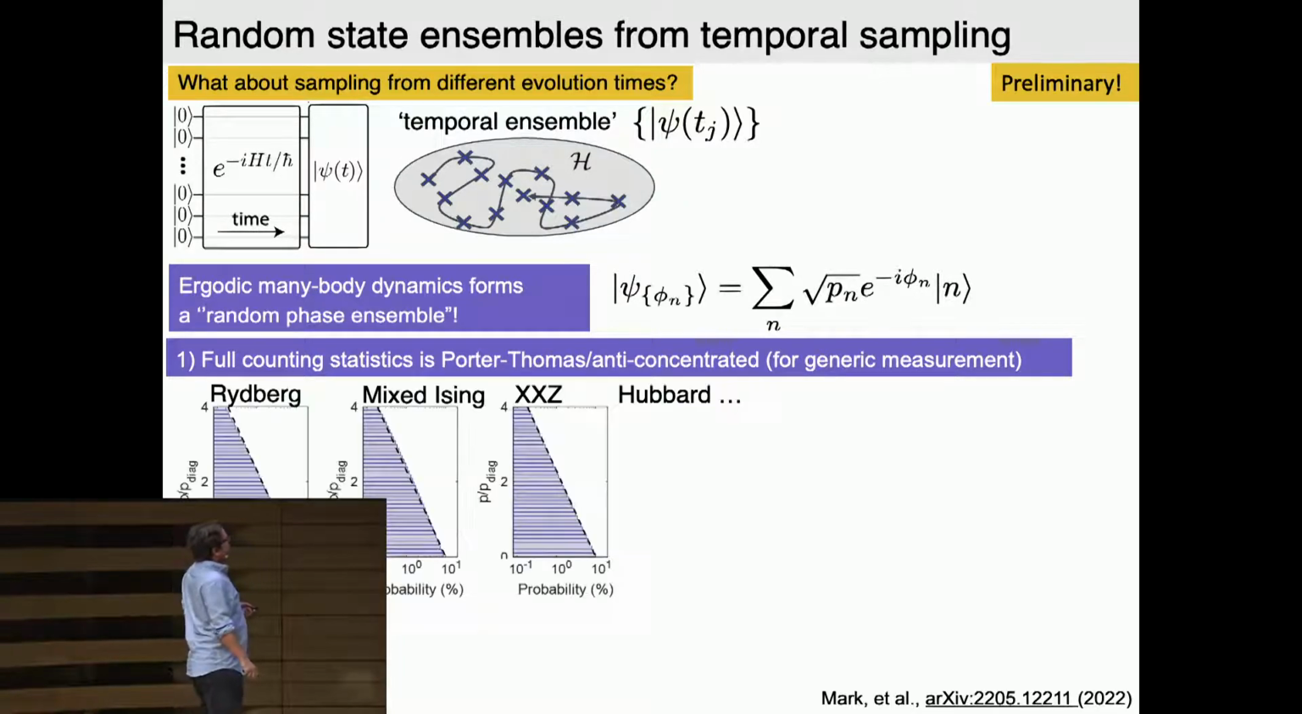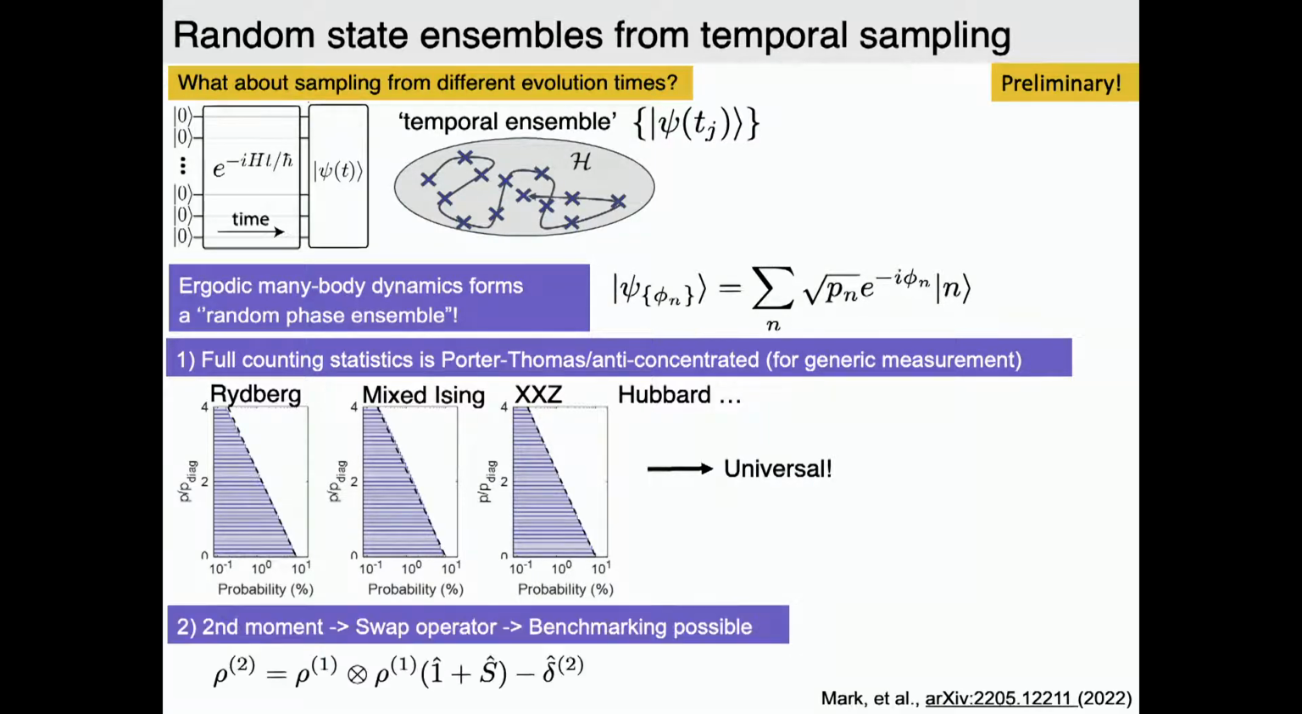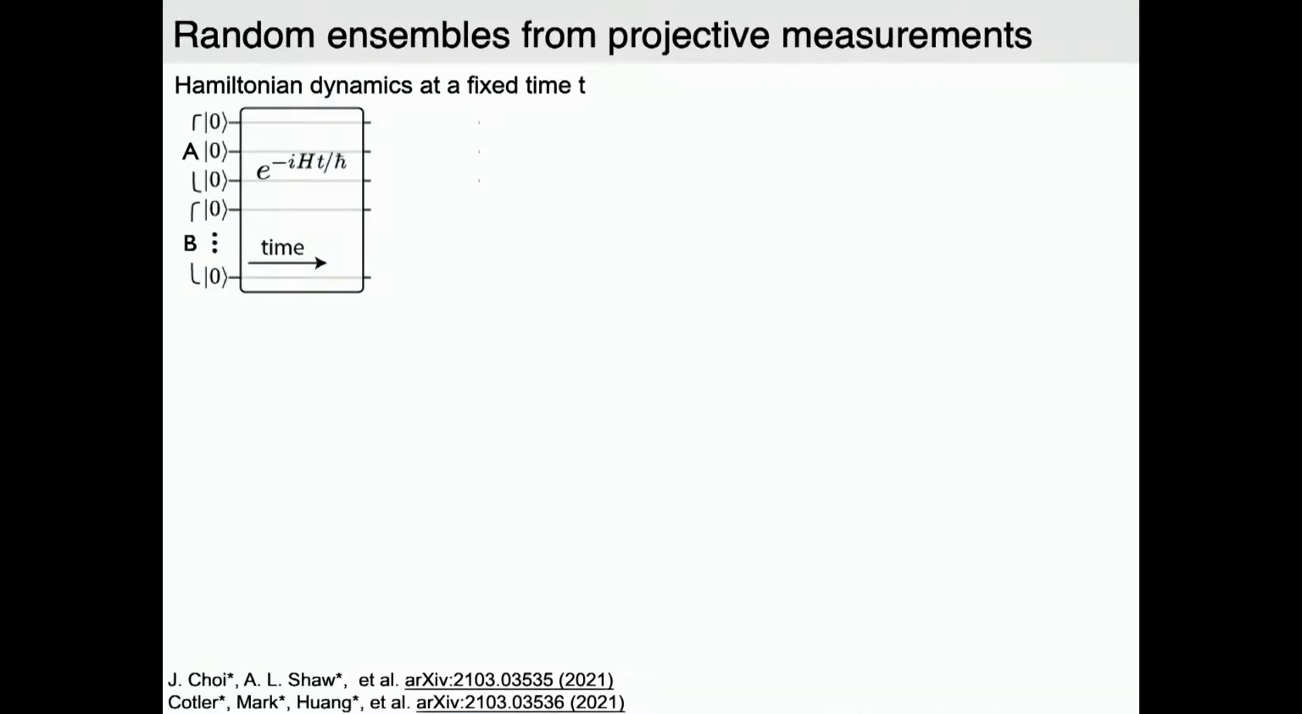And it turns out this is extremely general, it's extremely universal. So if you do Rydberg systems, mixed field Ising systems, XXZ models, Hubbard models, and whatnot, anything that's interacting, even interacting integrable systems will show that to a large degree. So it's a very universal phenomenon, and it's actually quite nice. And at the same time, if you look at the second moment again, carefully, it actually still has the swap operator in it. And the swap operator gives you the possibility to really do benchmarking. Okay? Before moving forward, let me show you one more thing.